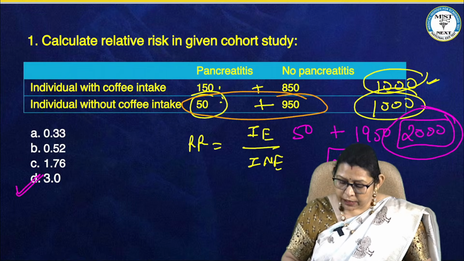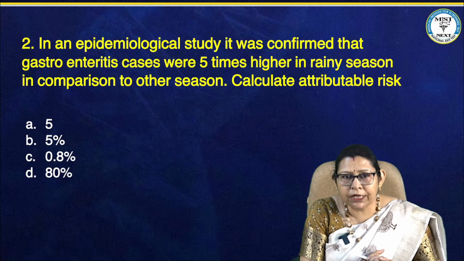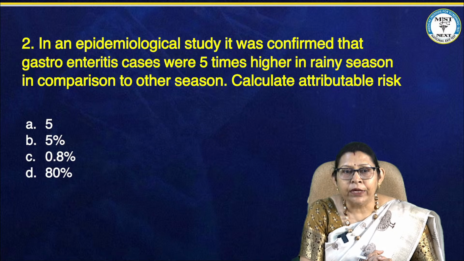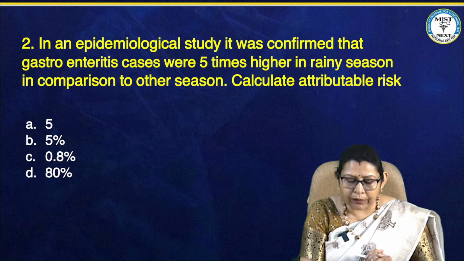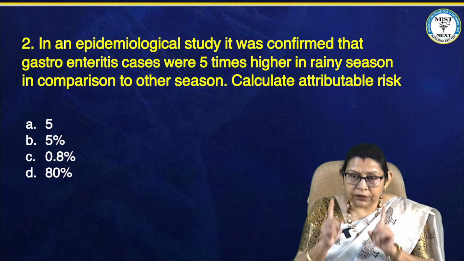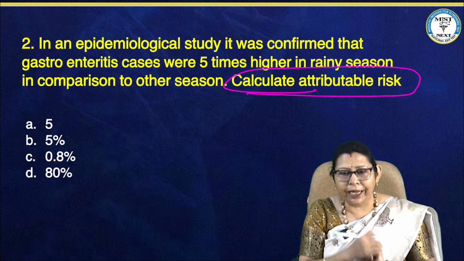Okay? Now coming to the second question. In an epidemiological study, it was confirmed that gastroenteritis cases were 5 times higher in the rainy season in comparison to the other season. Calculate the attributable risk. Okay? So same here, the first thing is that we have to see what they are trying to ask. They are trying to ask the attributable risk.